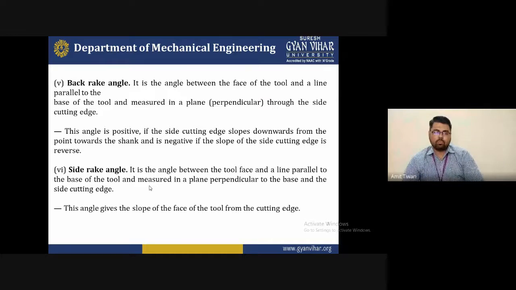Basically what happens in the side cutting edge is the angle between the tool face and the line parallel to the base of the tool, measured in a plane perpendicular to the base and the side cutting edge. We can say it is the angle of the slope of the face of the tool from the cutting edge. So we can learn more types of angles in the tool geometry.